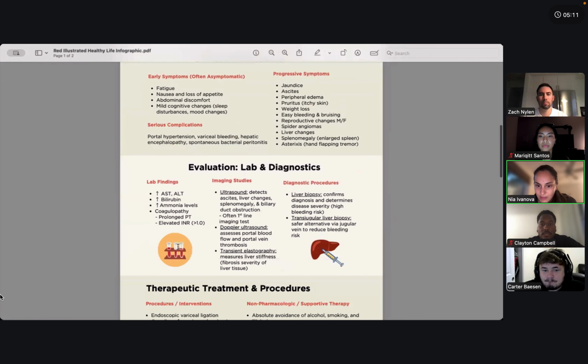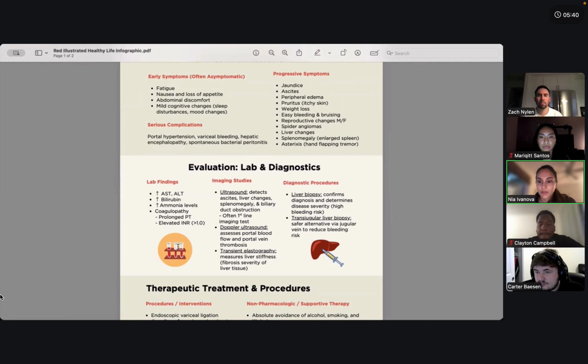For labs and diagnostics, in lab findings, you'd see elevated liver enzymes, elevated AST and ALT, bilirubin, ammonia levels, and impaired clotting, so prolonged PT and elevated INR. For imaging studies, there's an ultrasound, which is often the first line imaging test. It detects ascites, liver changes, splenomegaly, and biliary duct obstruction.